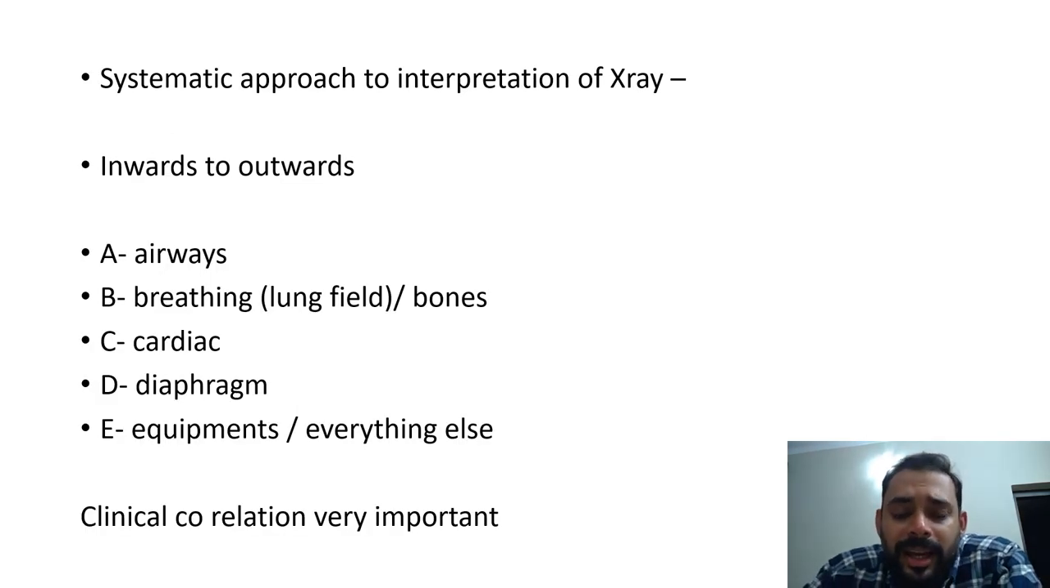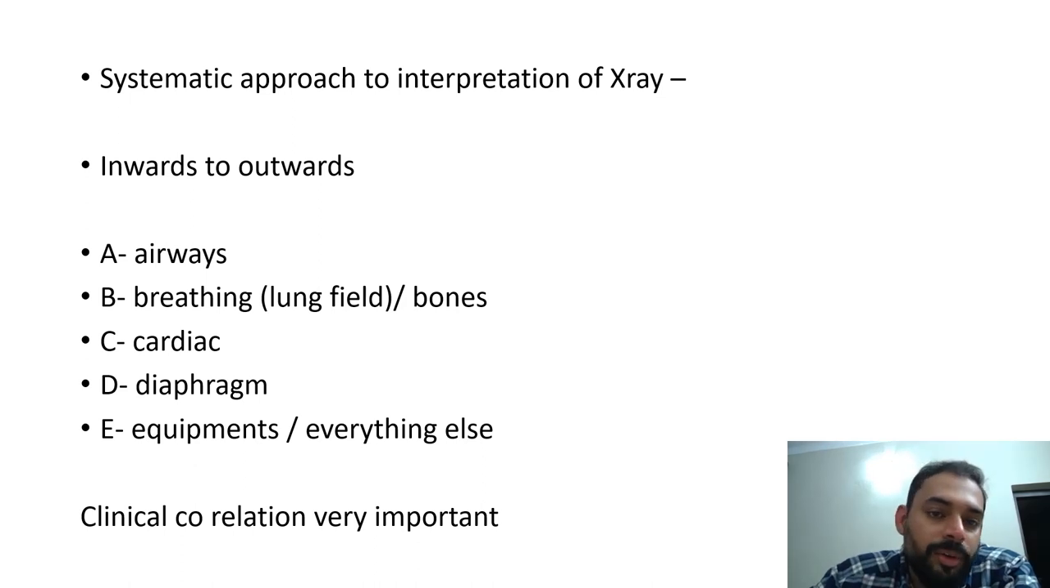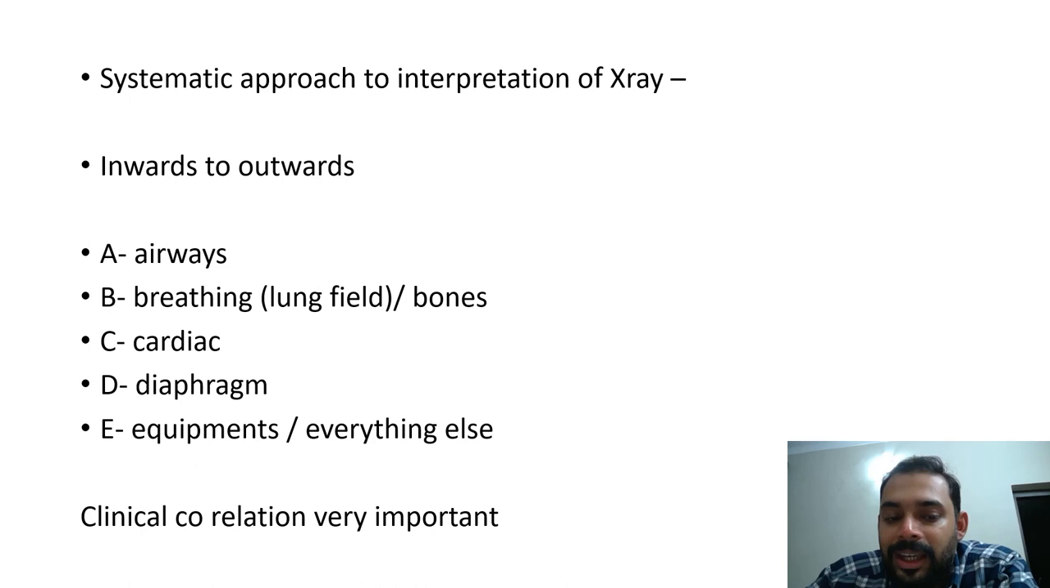So there has to be a systematic approach while we interpret an X-ray. We have to go either inwards to outwards or outwards to inwards. A simple mnemonic that can be used is ABCDE, where A stands for airways, B for breathing, that is the lung field or bones, C for the cardiac size, D for diaphragm, E for equipment and everything else.